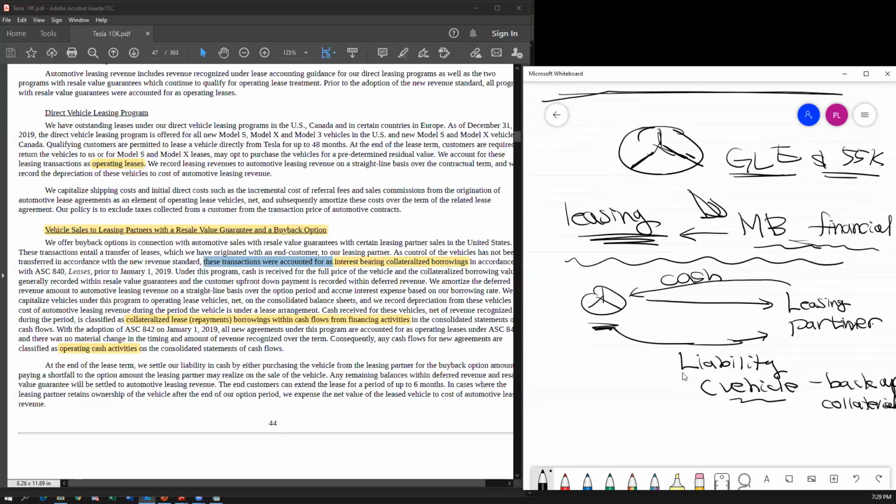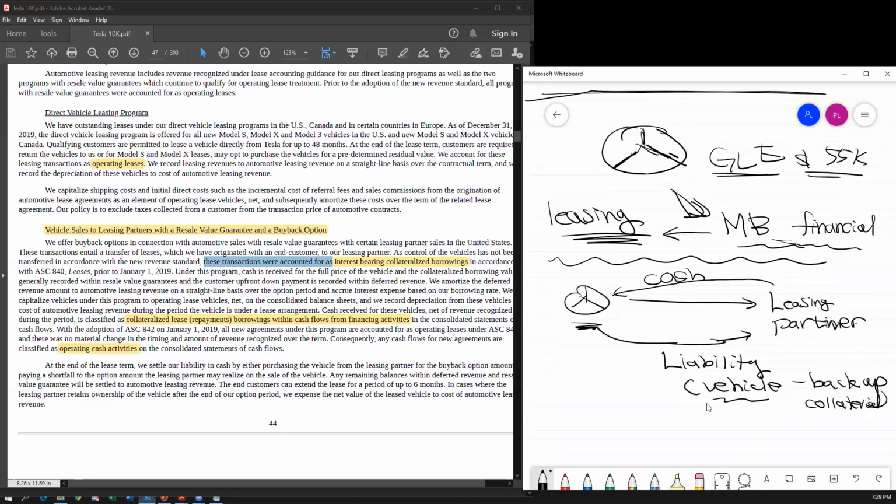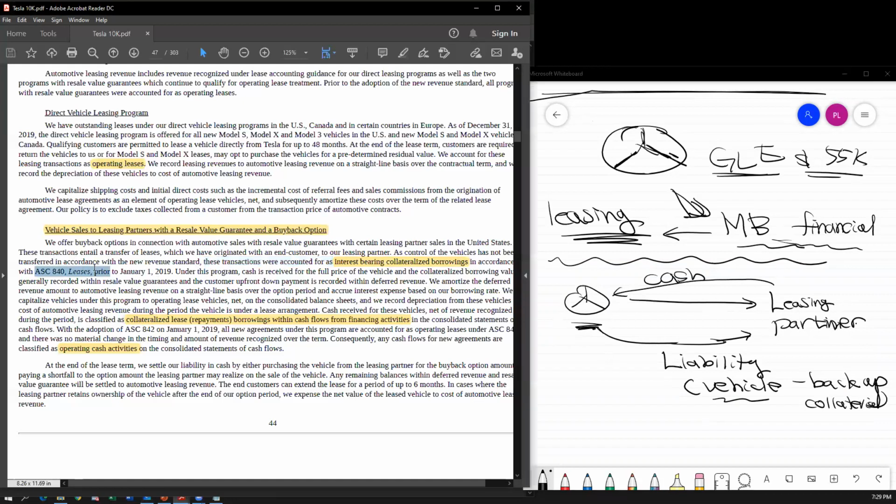And you're actually incurring a liability with vehicles as collaterals. Okay, that was what's happening prior to 2019. But after the accounting principle changed afterwards, the company is just reporting on operating needs, just like us making sales to a customer, operating cash activities.